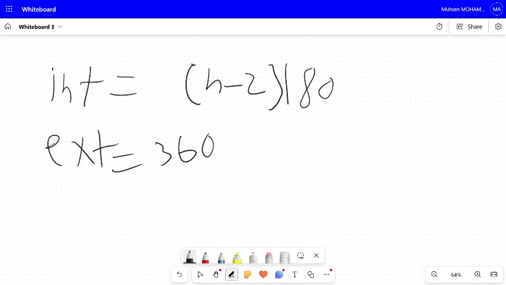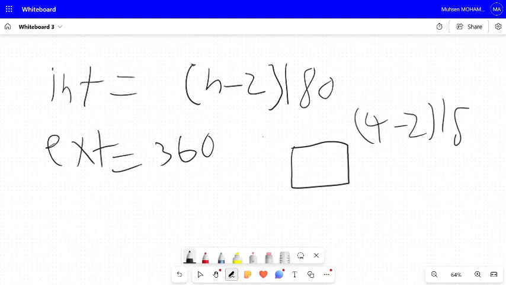Now, something that many people face challenges with and make mistakes with is that people always forget to subtract 2 from n. So, for example, if I had a square, instead of doing 4 minus 2 times 180, they would directly go and say 4 times 180, which is completely incorrect and will not give you the sum.